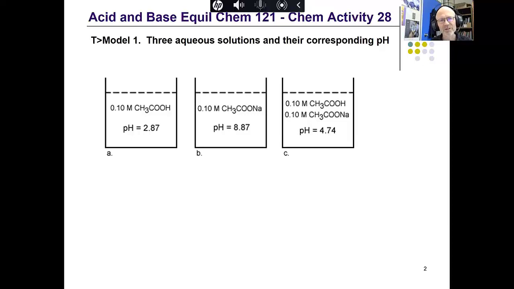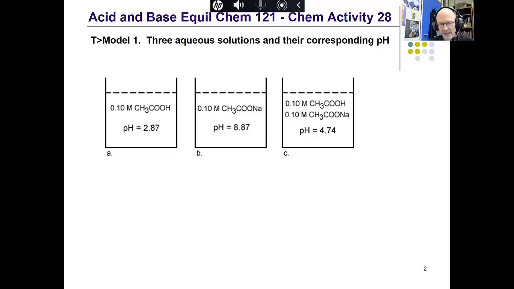And these are solutions of 0.1 molar acetic acid, 0.1 molar sodium acetate, which is the conjugate base of acetic acid, and then 0.1 molar of both the conjugate acid and the conjugate base. And I give a variety of pHs there.